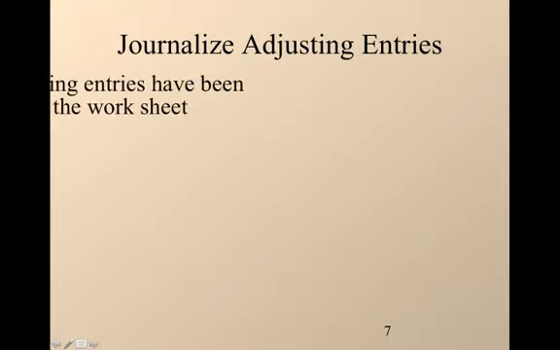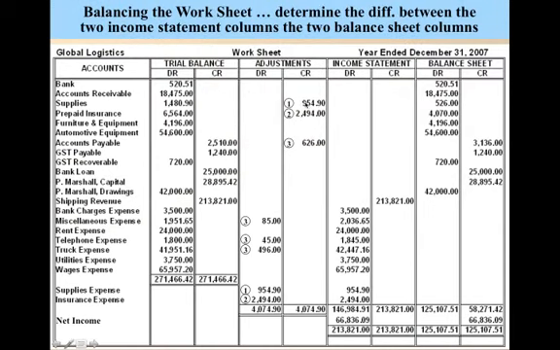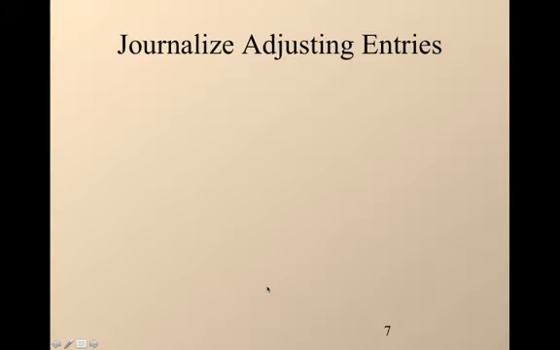All right, from there, we need to journalize the adjusting entries. I talked about that already because we've done our adjustments on the worksheet. Here they are. There's 3 of them, 1, 2, 3, and their corresponding debits and credits here. So you need to put them in the journal and post to the ledger.